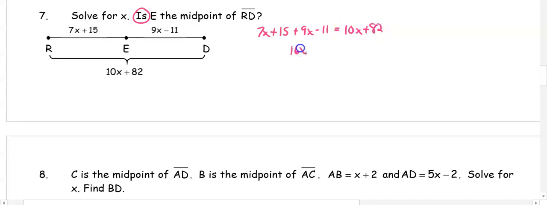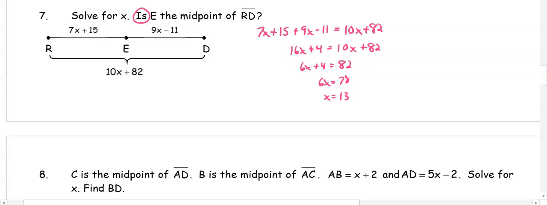So when we combine like terms, 16x plus 4 equals 10x plus 82. So we get 6x plus 4 equals 82. We can subtract 4 from both sides. 6x equals 78. When we divide by 6, x is 13. Now that we know x is 13, we want to figure out, is E a midpoint?